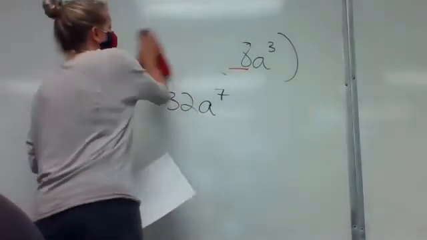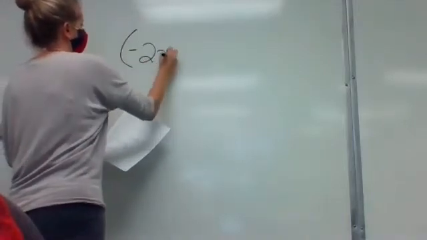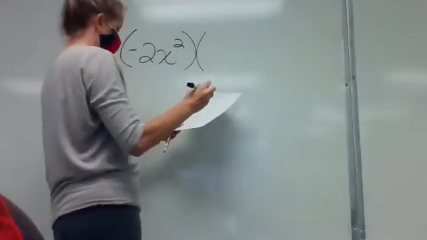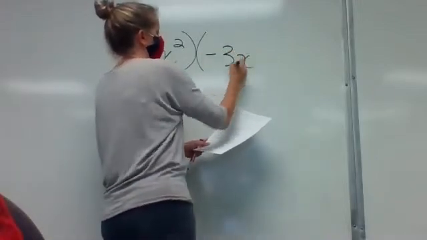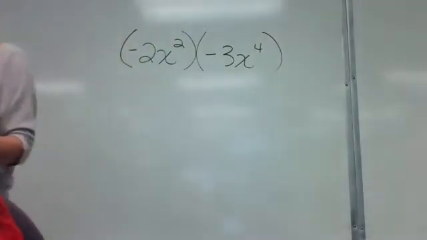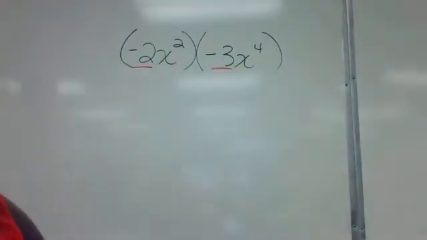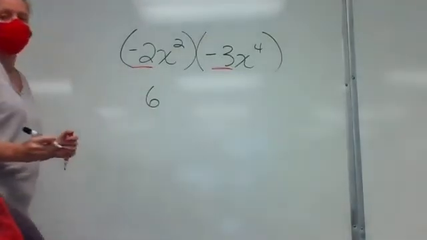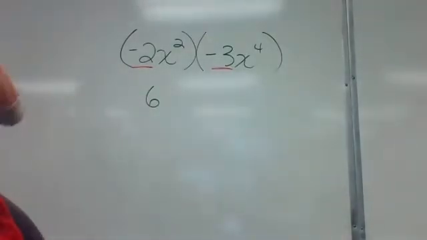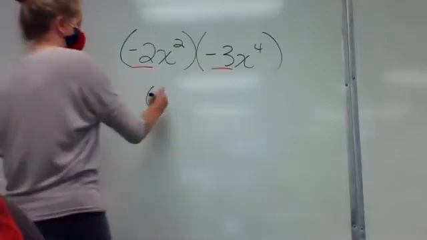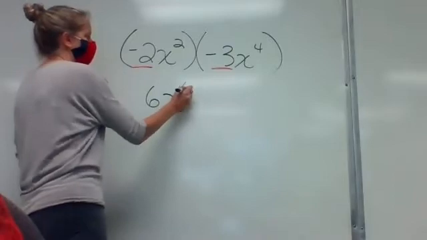Number 4. Same thing, negative 2x squared times negative 3x to the 4th. So what do you get when you multiply -2 times -3? +6. And then you're gonna add. Since you're multiplying, what do you do to your exponents? You're exactly right. You're going to add them. So what are you going to get? X to the 6.